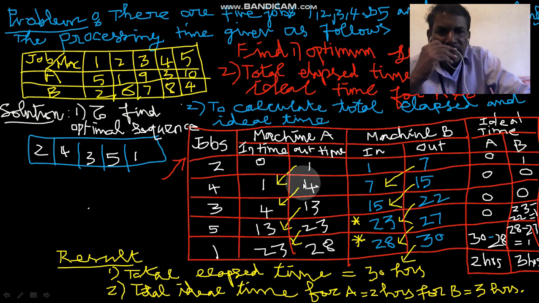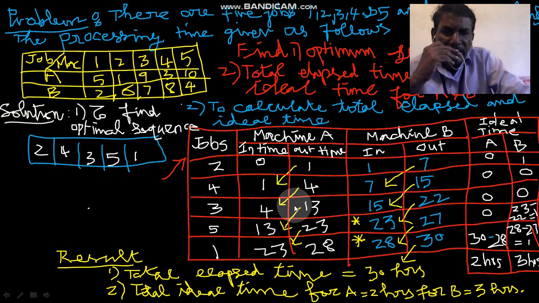Now this 4 days of out time for machine A will become the in time of the 3rd job. But for the 3rd job under machine A, the time taken is 9 days. So 4 plus 9, you get 13 days. Now 13 days becomes the in time for the 5th job.